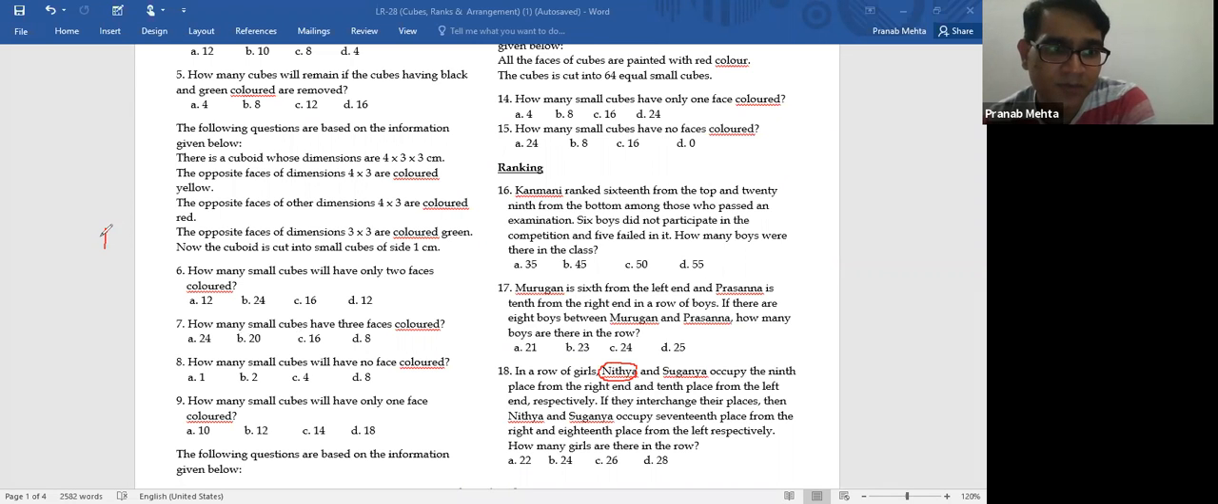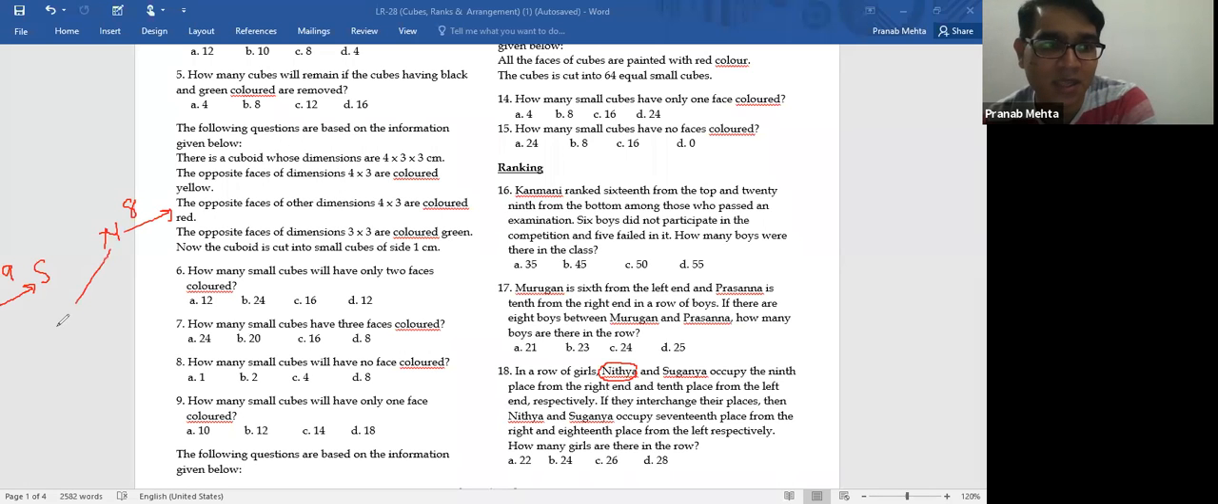So Nitya and Suganya, 9th position from the right hand. So 9th position means 8 people are on this side. And 10th from the left hand side means 9 people are here. All right. So that is why 10 person and this.